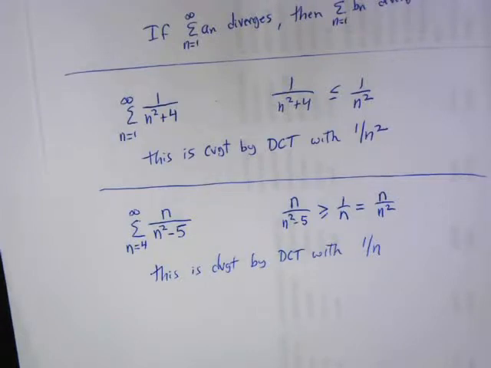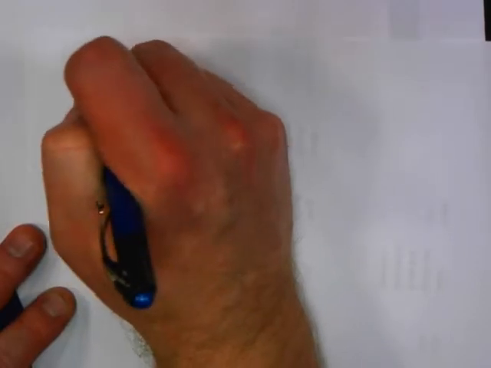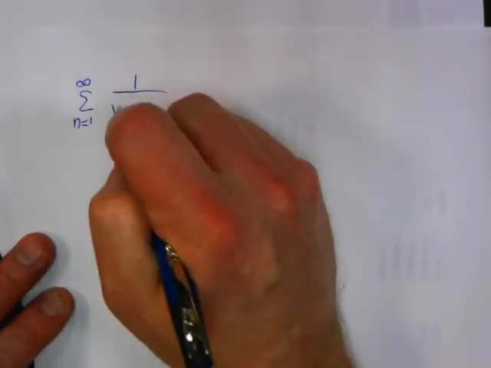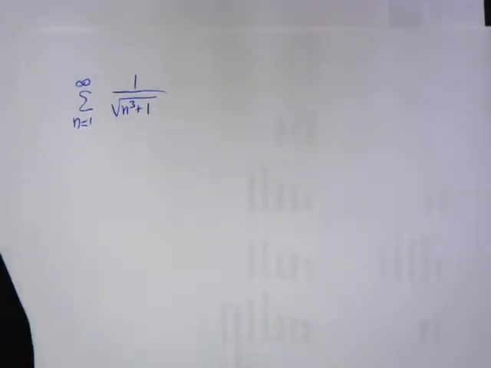Questions on that? All right, let's do one more direct comparison test. Then we'll look at the limit comparison test. How about the sum from n equals 1 to infinity of 1 over the square root of n cubed plus 1.